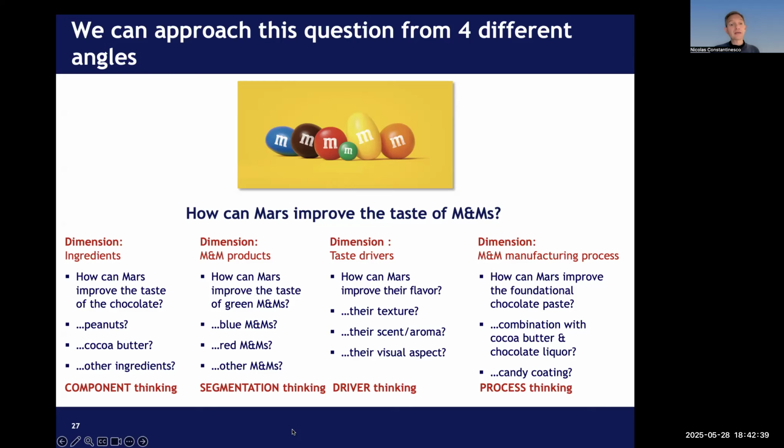So we have component thinking, segmentation thinking, driver thinking, process thinking. All of them offer a way of hacking at the problem. None of them is complete because none of them can be. There is no way that you can look at an object and have the full 360-degree view. You can't, unless you yourself move around. But at some point, you need to stop and say, this is the way I'm going to focus on it. If you want to take a picture, you cannot take a 360-degree picture of anything.